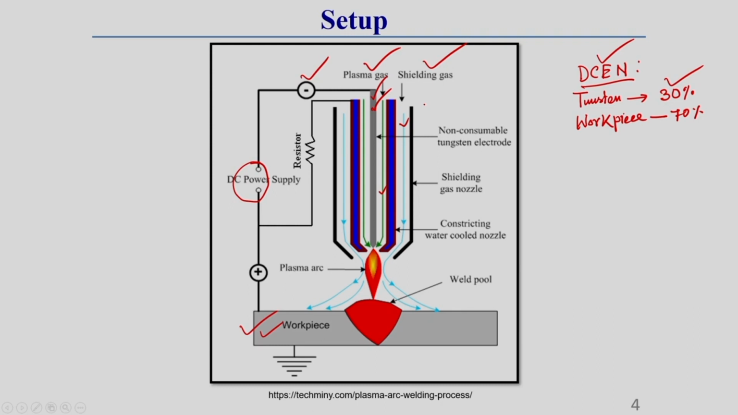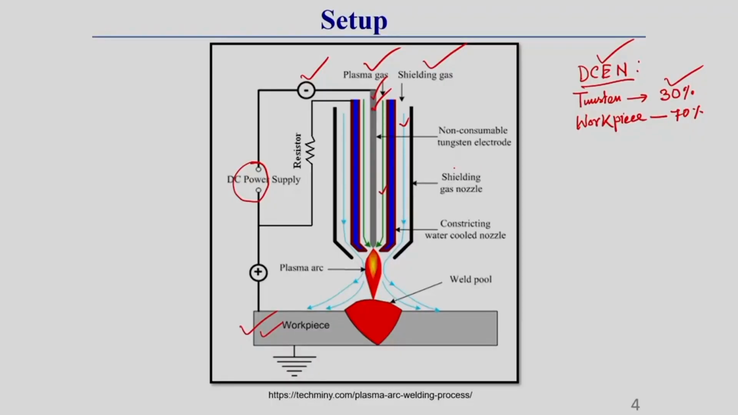Okay. So, here you can see that there are two passages in the nozzle. One passage is used for flowing the plasma gas, another passage is used for flowing the shielding gas. That is why I have labeled the outside one as shielding gas nozzle, and the inside one as constricting water cool nozzle. Okay. And this is the setup of the plasma arc welding process.